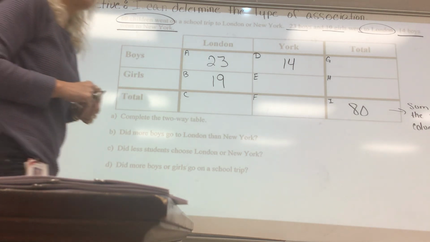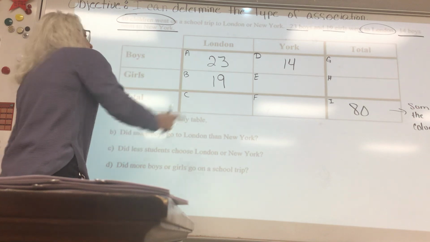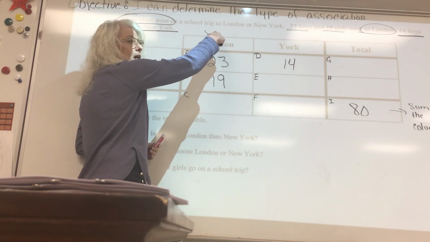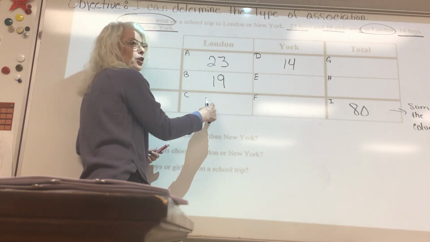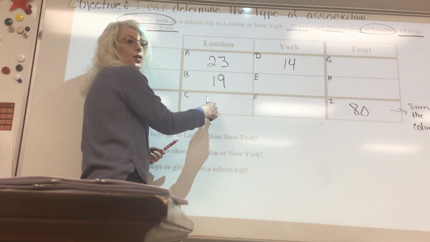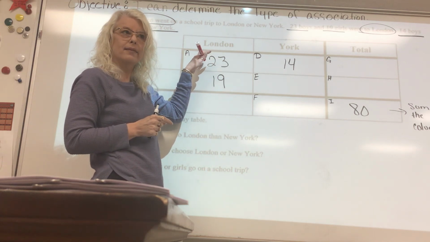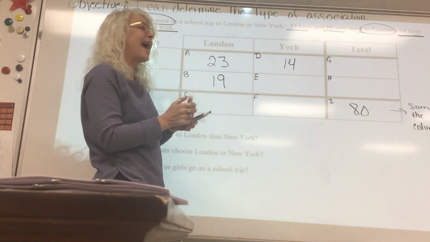Now, that's all the numbers that you were given, correct? So now we need to use our common sense to fill out the rest of the information. So, in this column, are you missing one or more? One. So that means do it. Is this the total or a piece? Total. So we're going to add them.